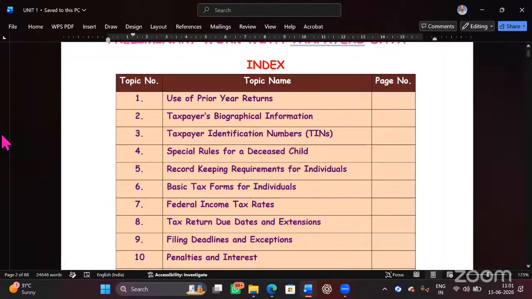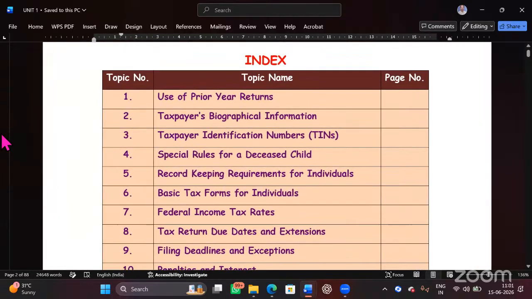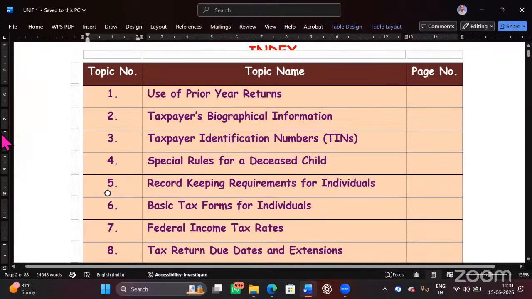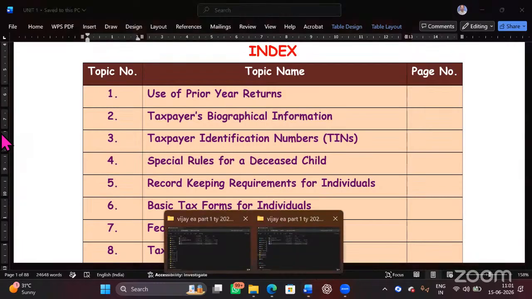So in unit 1, in total we have 20 topics. First one, use of prior year returns while preparing the current year returns. Second one, taxpayer's biographical information. Where to fill this information? What information is to be filled in Form 1040? Let us go through it.